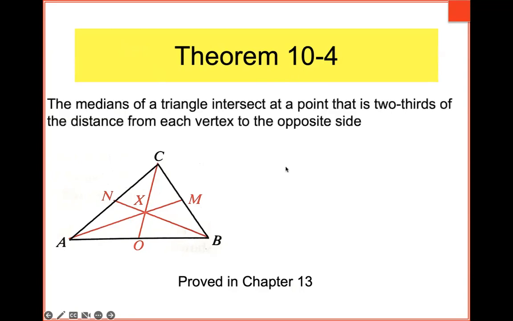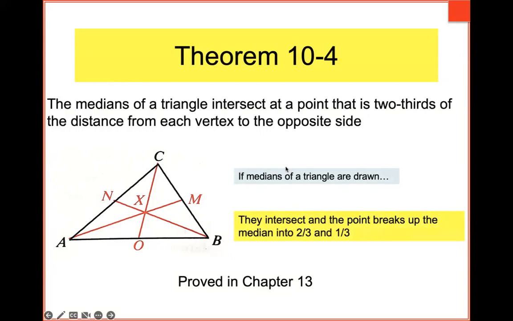And so here it is. It turns out if the medians are drawn, the centroid splits the median into two parts, a long piece and a short piece. And the long piece is 2/3 of the entire median, and the short piece is 1/3. So if I were to draw that, the short piece of OC is OX, and that would be 1/3 of the entire length, and CX would be 2/3 of the entire length. And that goes for each one of those medians there.